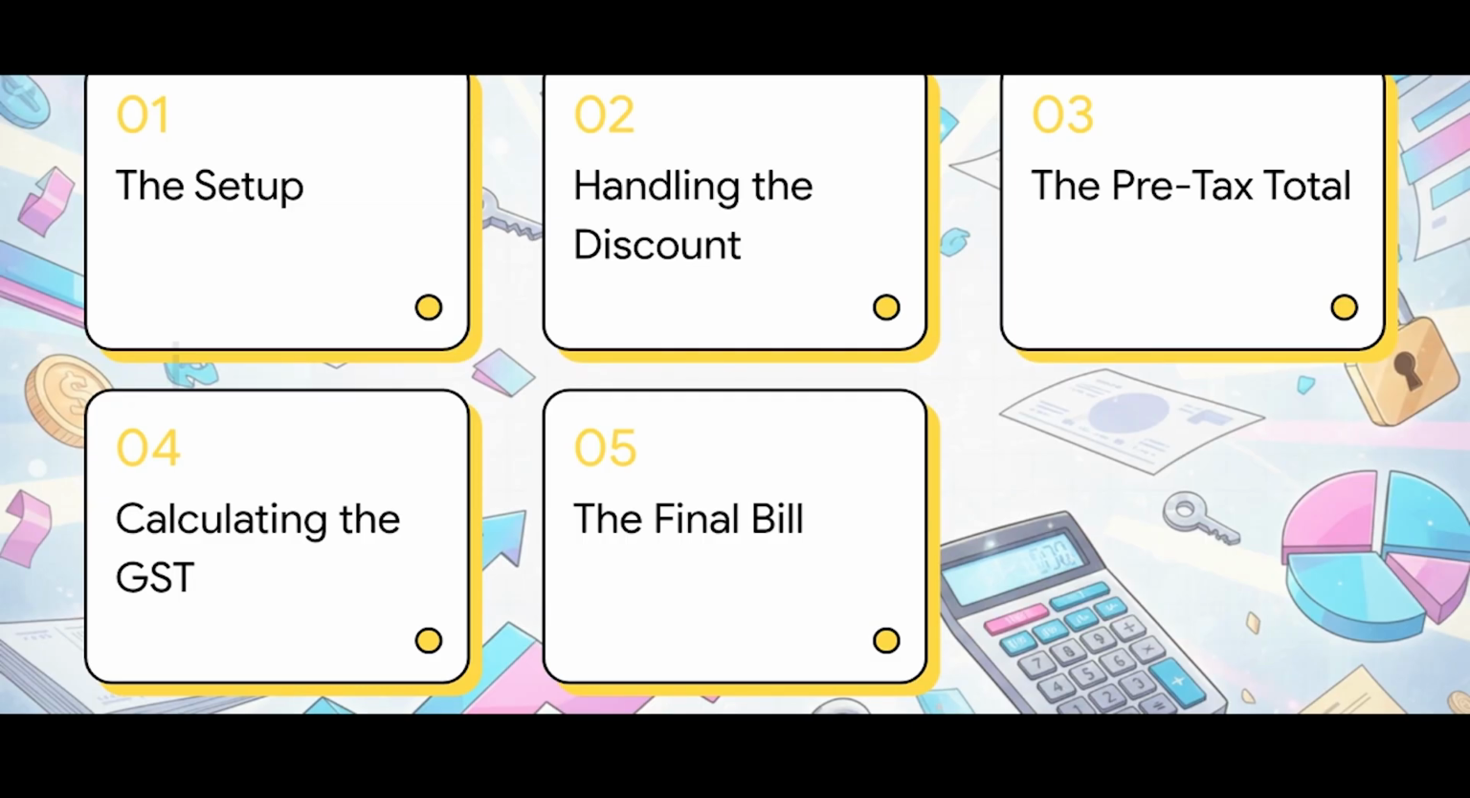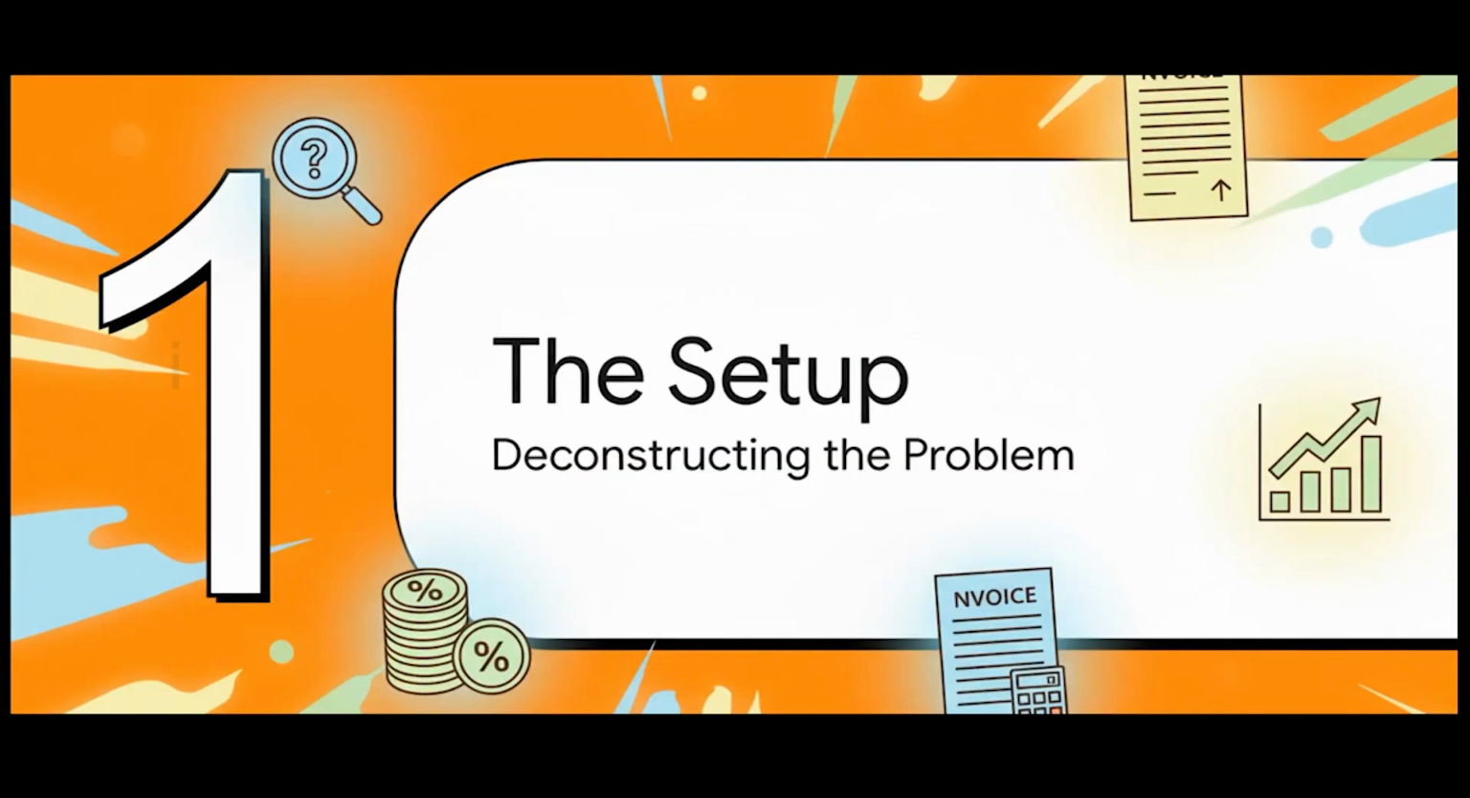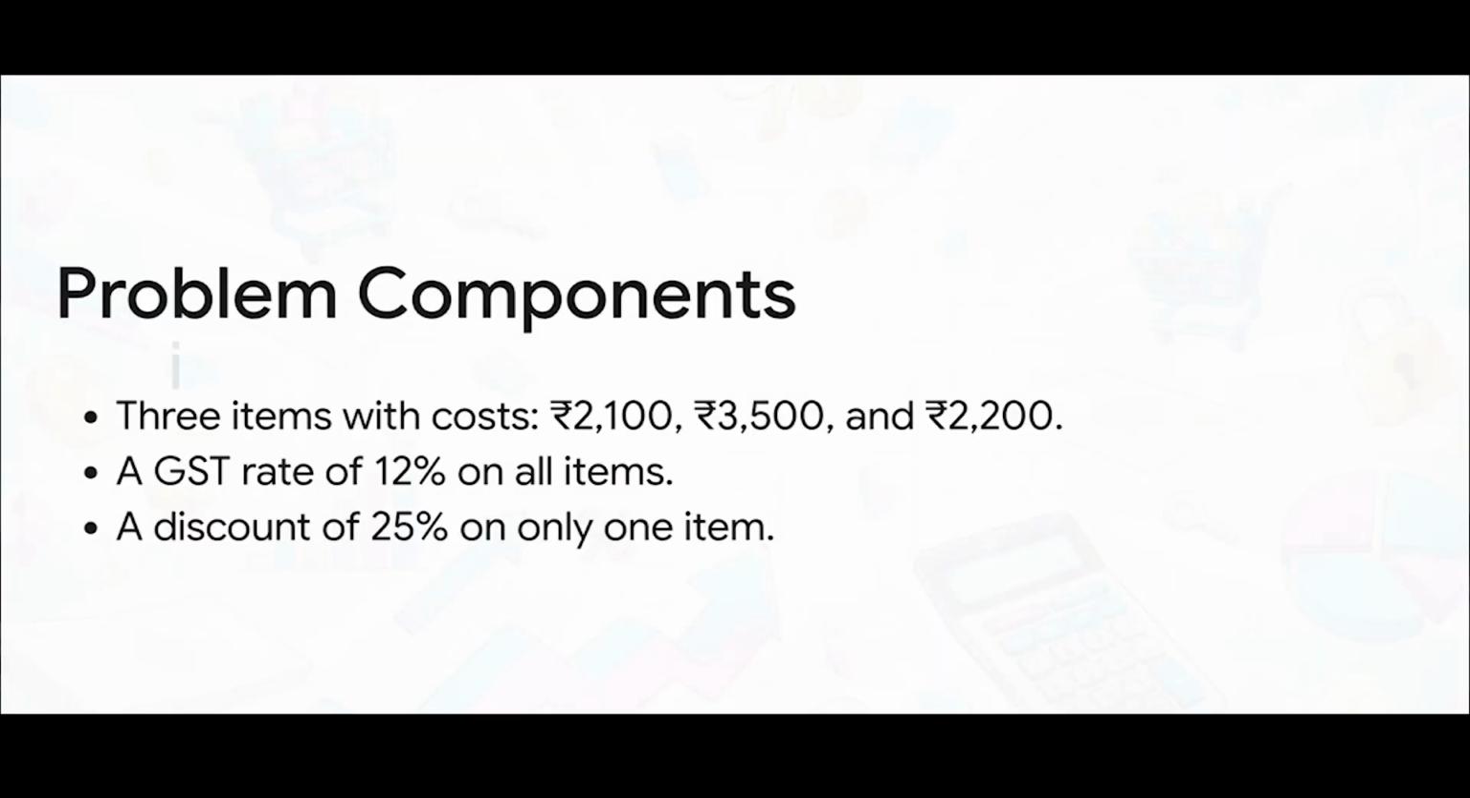Let's get started. All right, first things first. Before we can start calculating anything, we need to know exactly what we're working with. That means we're going to pull out all of the key pieces of information and just lay them out nice and clear. So, let's break this down. We've got 3 main things to deal with. First, the costs of our 3 items, 2,100, 3,500, and 2,200 rupees. Second, there's a 12% GST that applies to everything. And third, and this is the little curveball, we have a 25% discount, but it only applies to that last item.